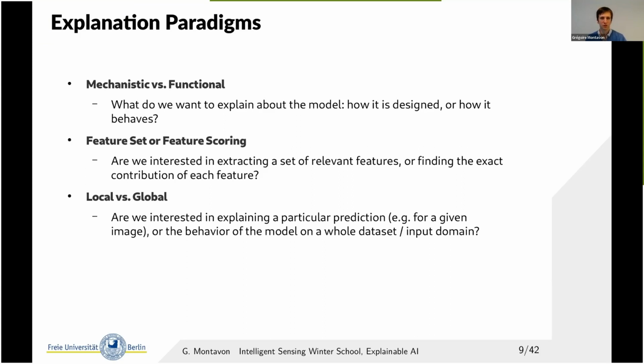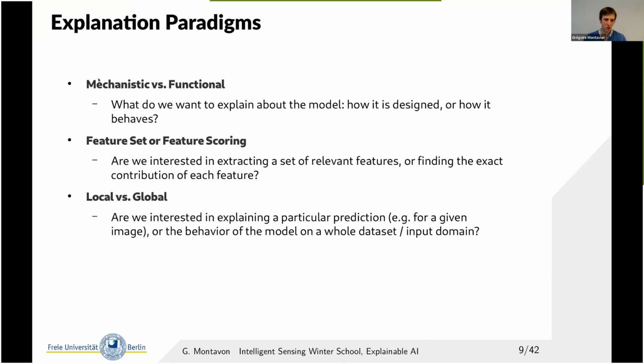So if you want some kind of practical analogy, you could think of the mechanistic explanation as being like the mechanic, the one who is actually repairing the car, and functional explanation as being like the pilot who just wants to understand the relation between the inputs, basically the steering wheel, and the output, which is the trajectory the car will take.